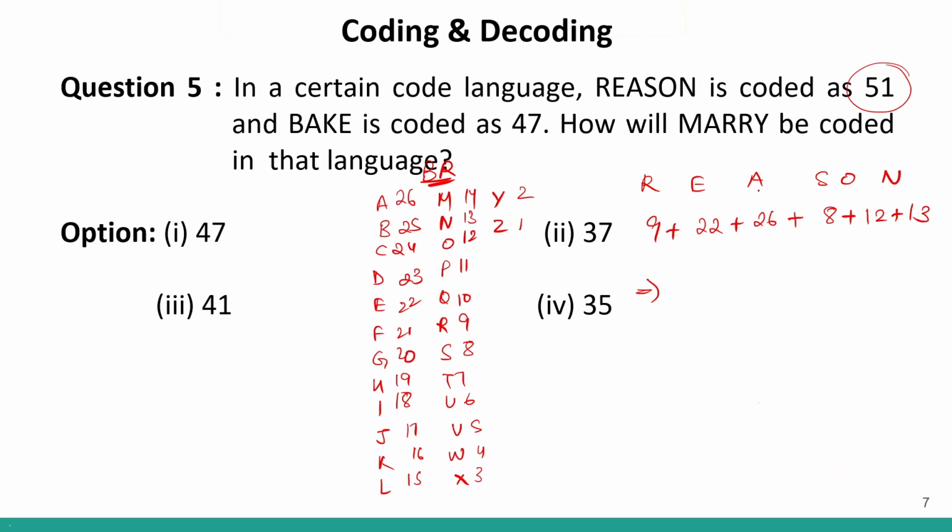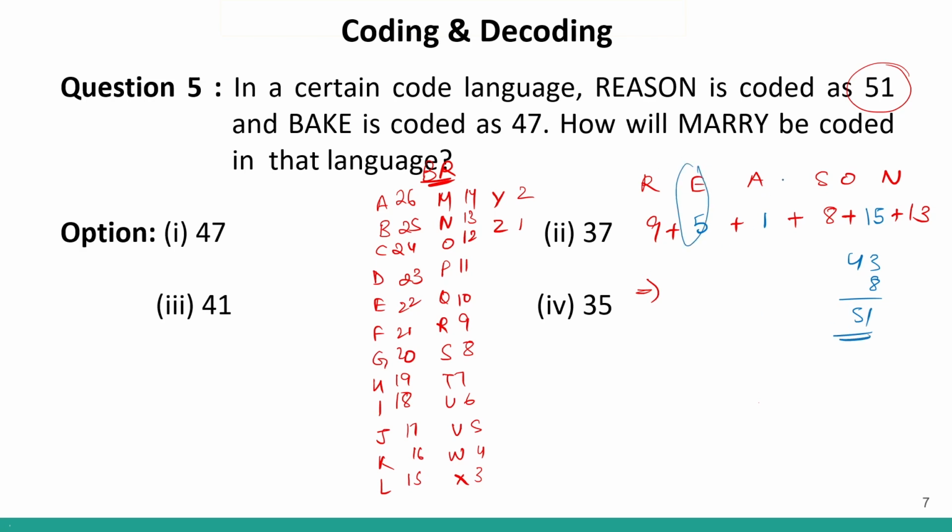So I can see if I change E, A and O into forward ranks. For E, the forward rank is 5. For A, it is 1. And for O, the forward rank is how much? For O, the forward rank is 15. So let us find the sum now. This will be how much? 9 plus 5 will be 14 plus 1, 15. 15 plus 15, 30. 30 plus 13, 43. And 43 plus 8 will give me 51.